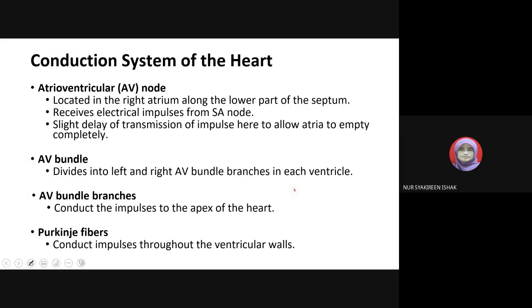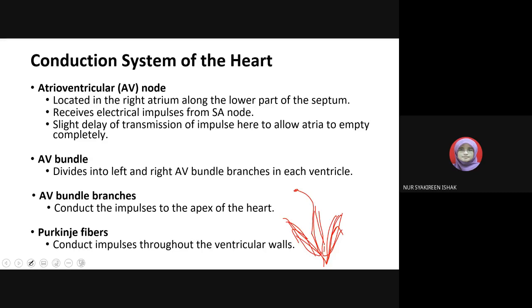Okay, AV, kan? AV to the AV bundle branches, kan, left and right to the apex of the heart. Kenapa nak kena pergi apex of the heart dulu? Sebab dia nak allow the impulse to be spread from the bottom of the heart upward. Sebab apa? The contraction of the ventricle has to occur from apex upward. Dia akan contract ke atas.